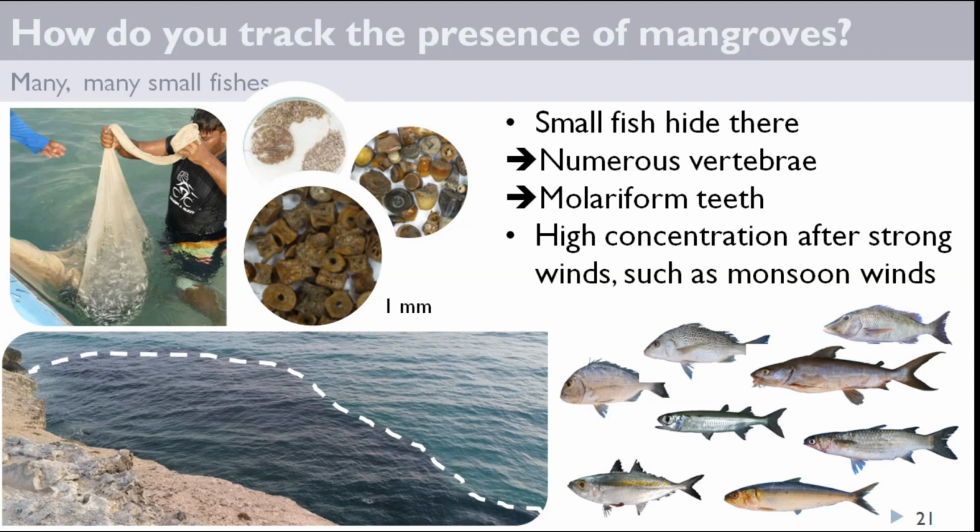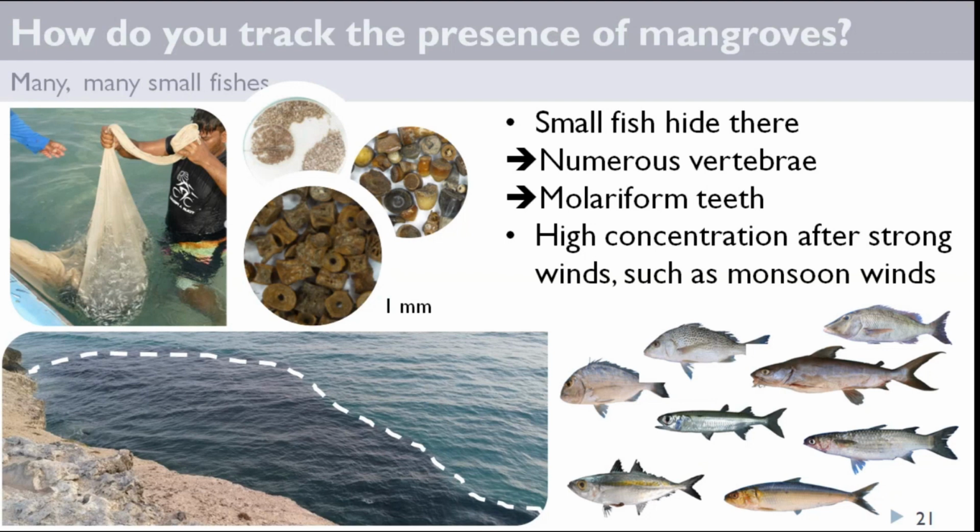So being able to say whether mangrove was present or not at this time or in this site is a very great question of interest for the whole archaeologist community working in this area. So how do I track the presence of the mangrove in my fish bones?